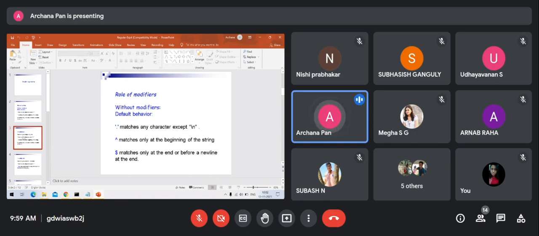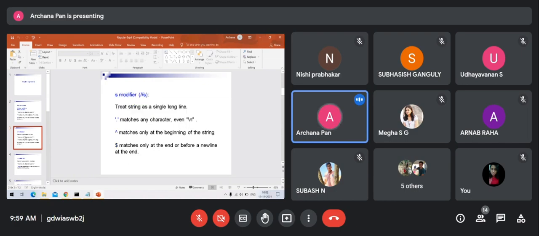Let's see here. The first modifier we are using is s. It will change the role of the dot operator. There is no effect of the s modifier on caret and dollar. There is the s modifier, m modifier, sm modifier. We'll discuss. If you use the s modifier, it matches any character, even the newline character.